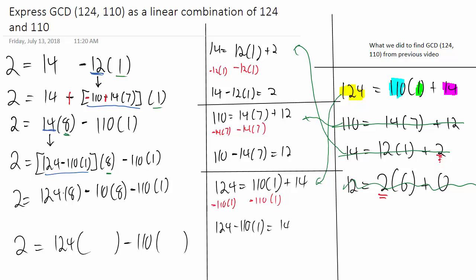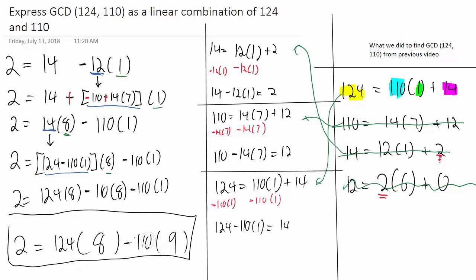Oh, wait, so altogether there are 8 124s, and then there's negative 110, 8 of those, one more negative 110, so there's 9 of those. So your final answer is 2 as a linear combination of 110 and 124 is 124 times 8 minus 110 times 9. If you just see the solution here, it's hard to tell where this even came from. It's like, wait, where'd you get these numbers?